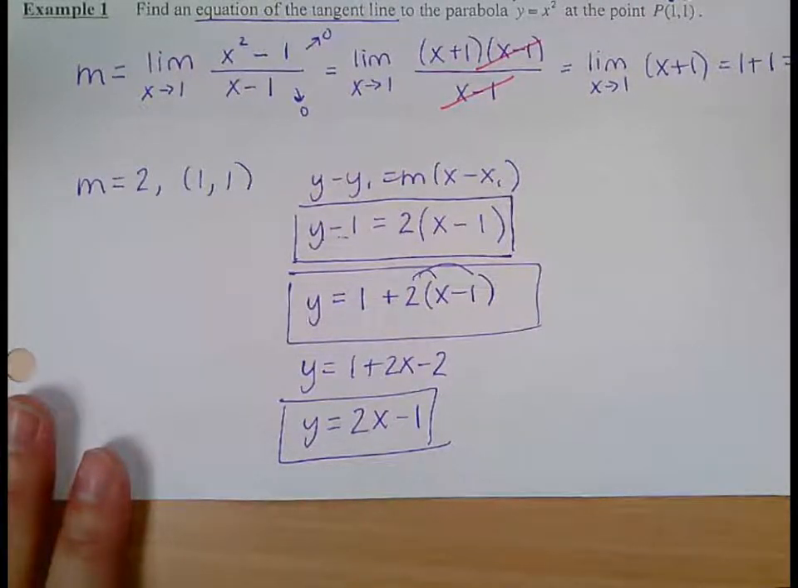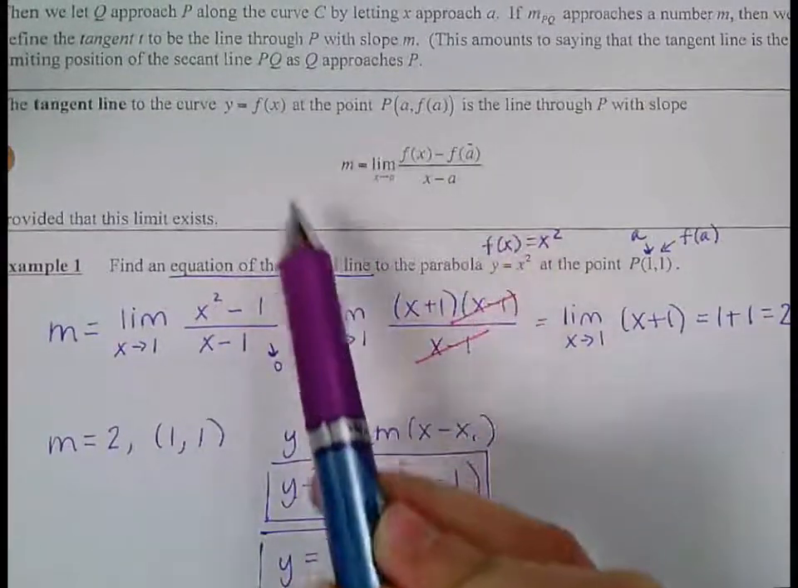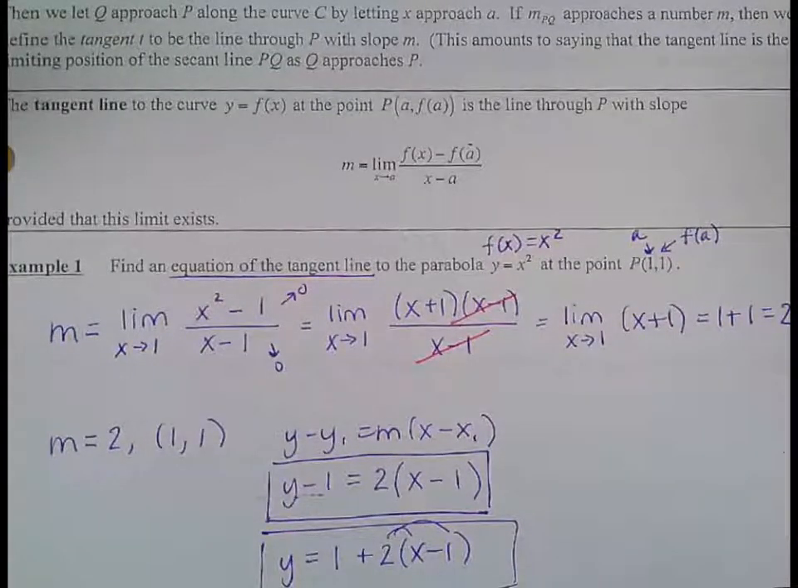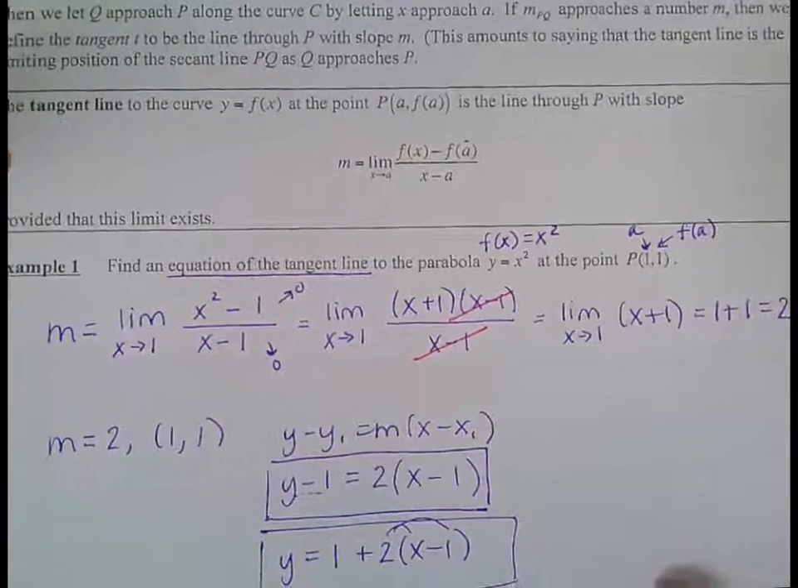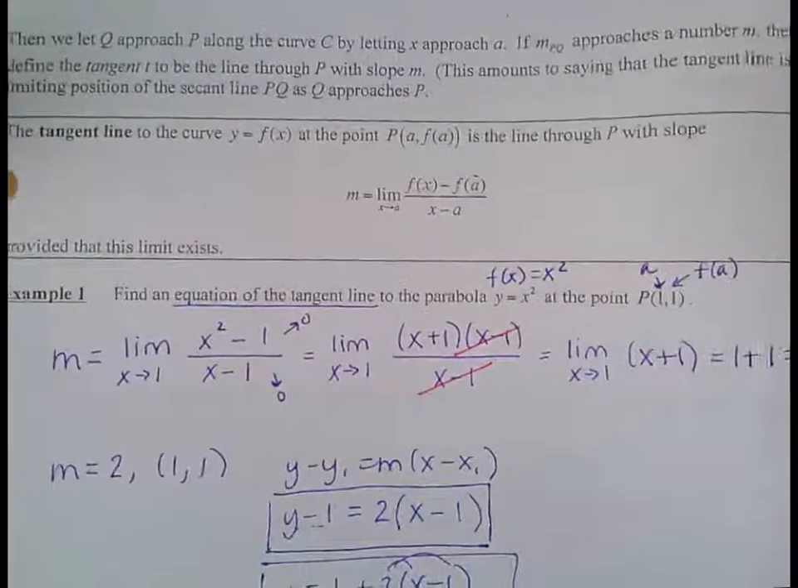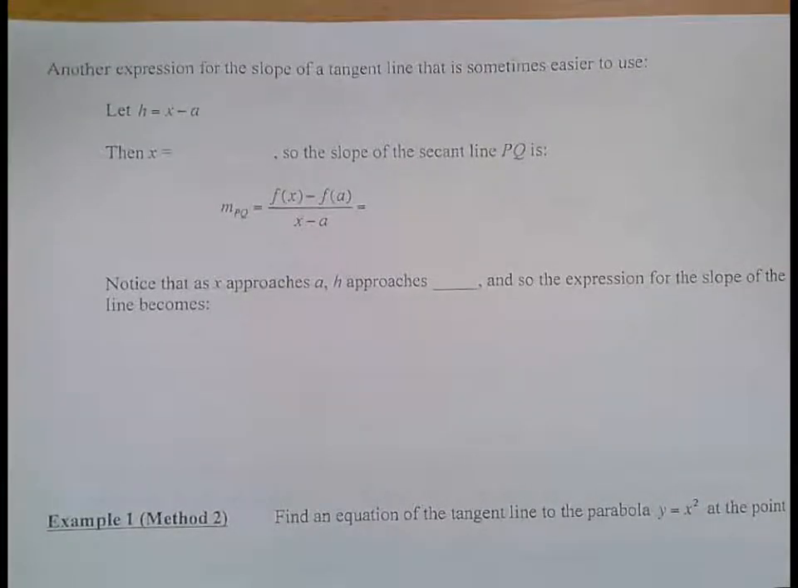So you're using a limit to find the slope of a tangent line. You have to know this limit. You have to know that formula of a limit. You have to know that. You should ideally use it enough that you just remember it anyway, but you do have to know it. All right, there is another expression that is not the only expression you can use to find the slope of a tangent line. And there's another expression that is sometimes easier to use.